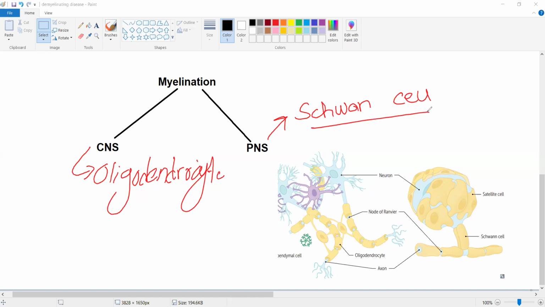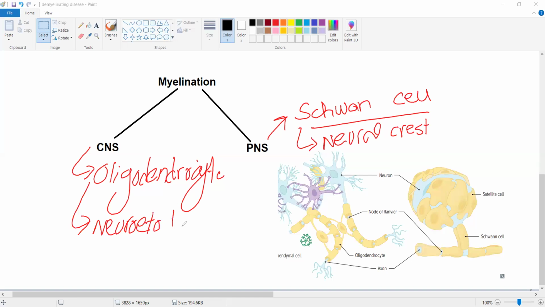These Schwann cells are derived from neural crest, while oligodendrocytes are derived from neuroectoderm, right? So what is the function of myelination?